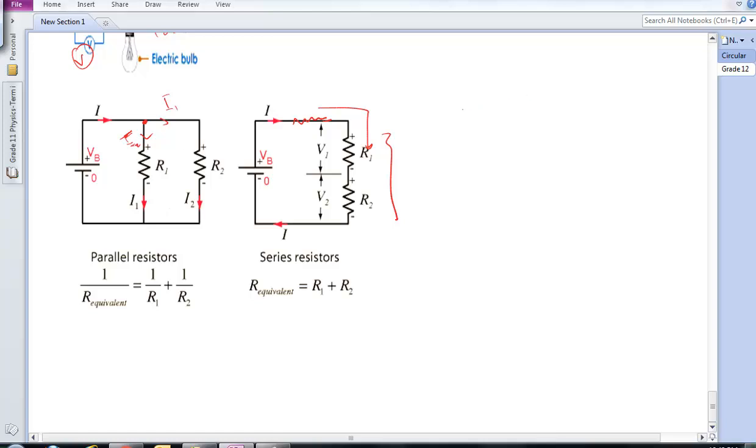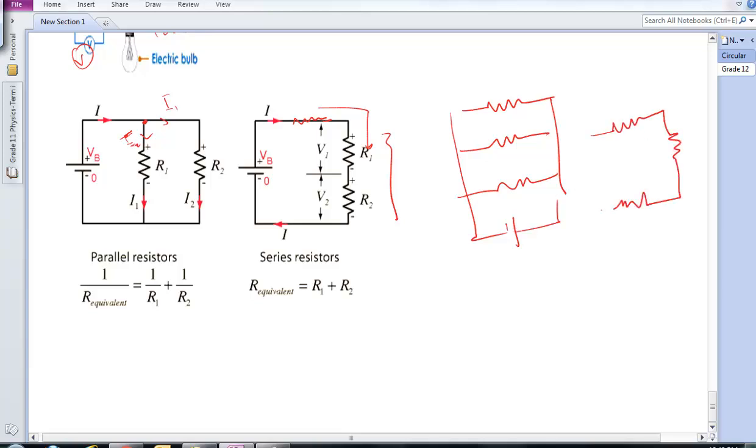So we can draw it in another way. This is a parallel connection, and this is a series connection. Series and parallel.